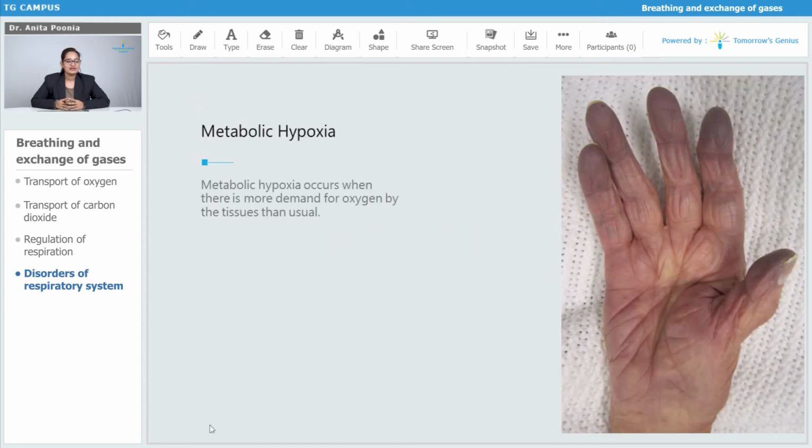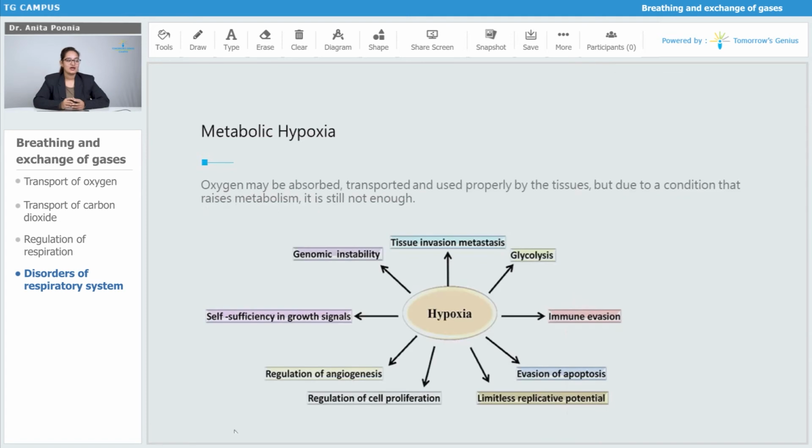Now talking on next, that is the metabolic hypoxia. As you can see clearly in the picture, metabolic hypoxia occurs when there is more demand for oxygen by the tissues than usual. In this, oxygen may be absorbed or transported or used properly by the tissues, but due to conditions that raise metabolism, it is still not enough.